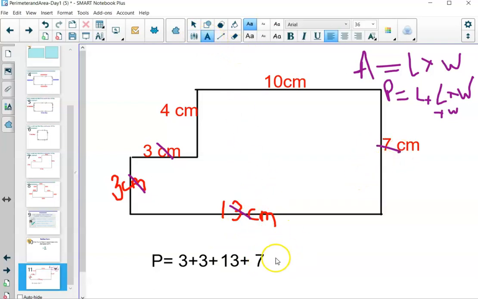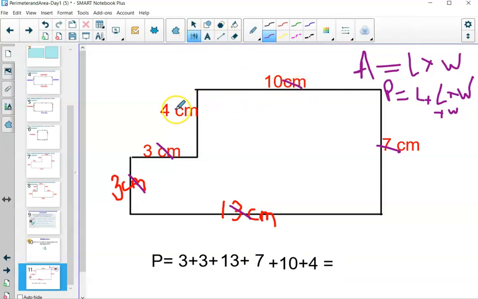I go back down here and I have 13 plus 7 plus 10 plus 4. And we'll cross out the 10 and the 4. So now I can see that I've gotten all of my sides. I'm not missing anything. I can go ahead and solve for the answer here.